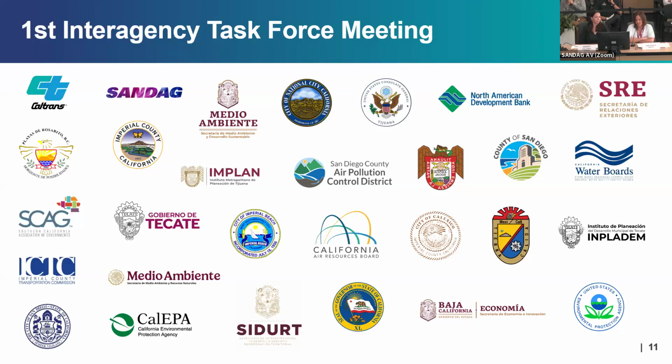On April 30th, 2025, we held our first Border Resiliency Plan Interagency Task Force meeting. We had over 50 attendees representing 14 agencies from the US, 9 representing Mexico, and 2 representing binational interest as shown on the slide above. And it was really an impressive and incredible turnout and a true testament to our shared commitment to advance climate resiliency in the border region. So now I'll pass it over to Ashley to talk about our approach to public outreach.